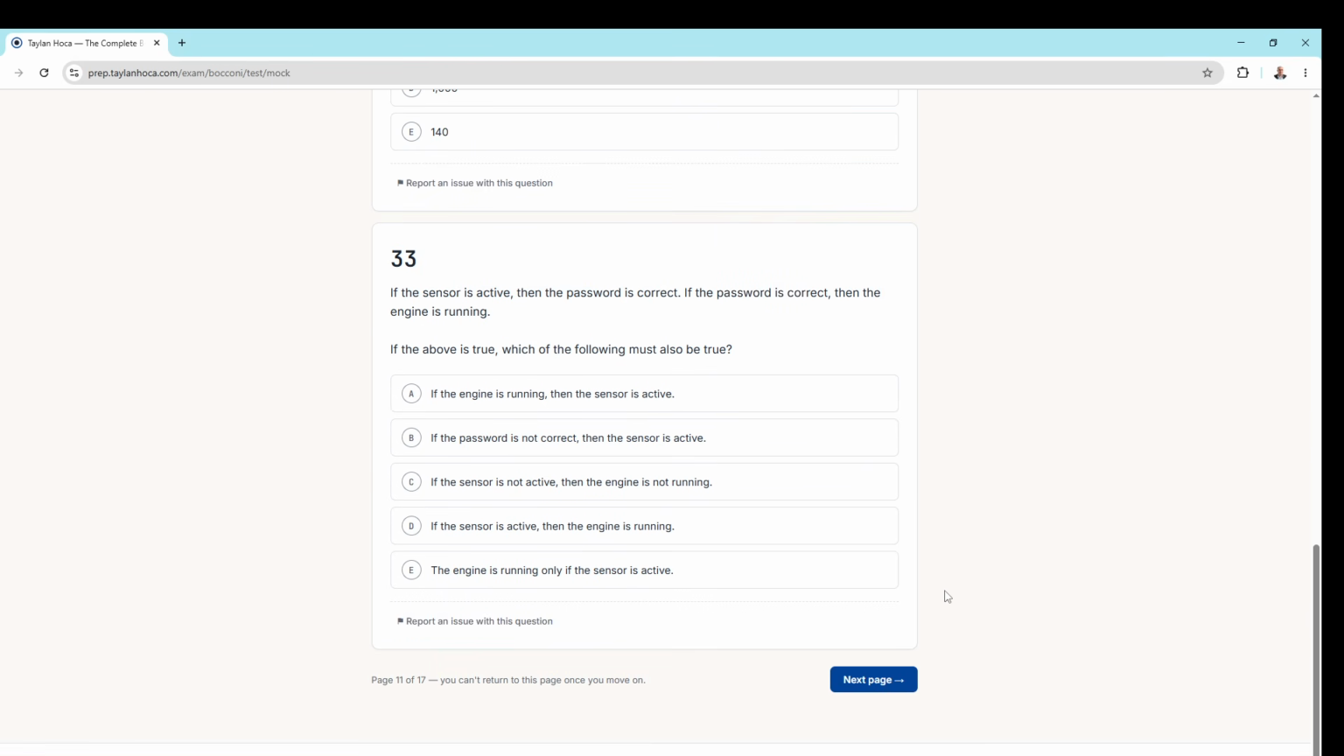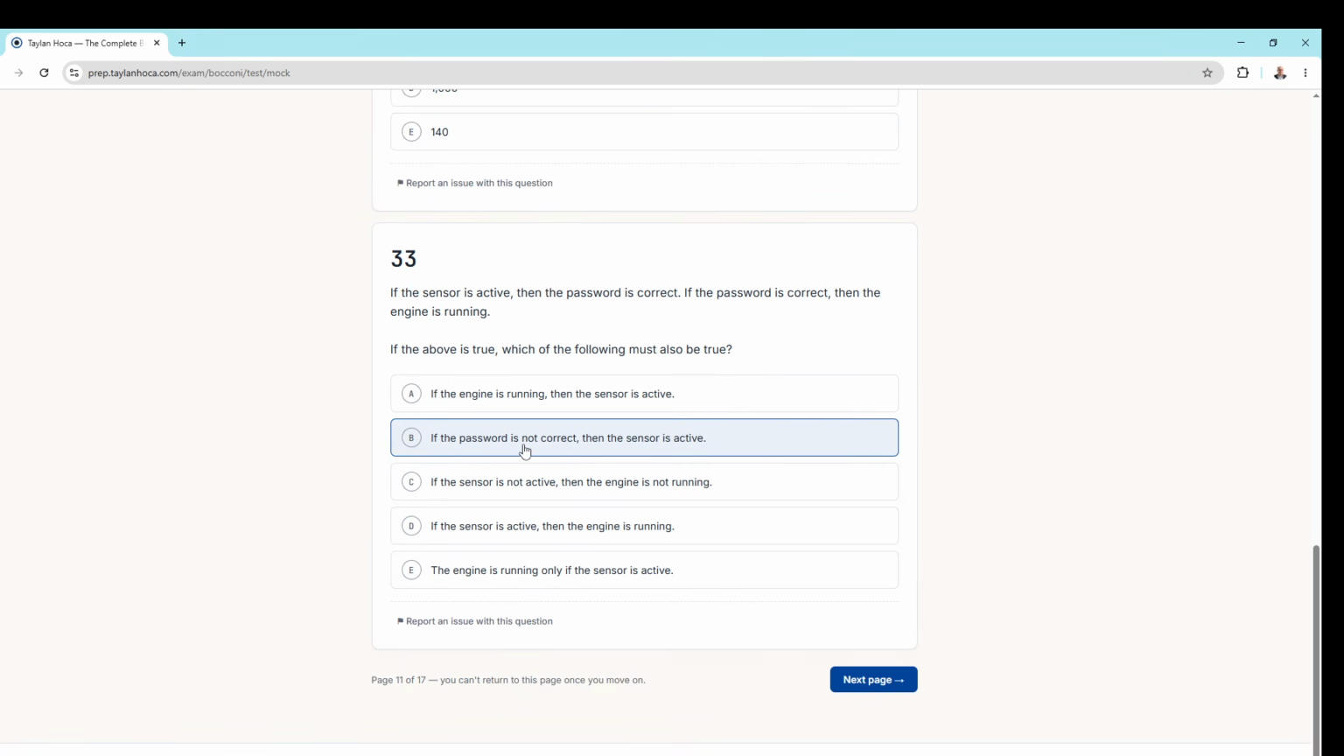Okay. If the sensor is active, then the password is correct. If the password is correct, then the engine is running. If the engine is running, then sensor is active. I don't know. Maybe there is something else triggering that. So you see, if then one way, the other way, I don't know.